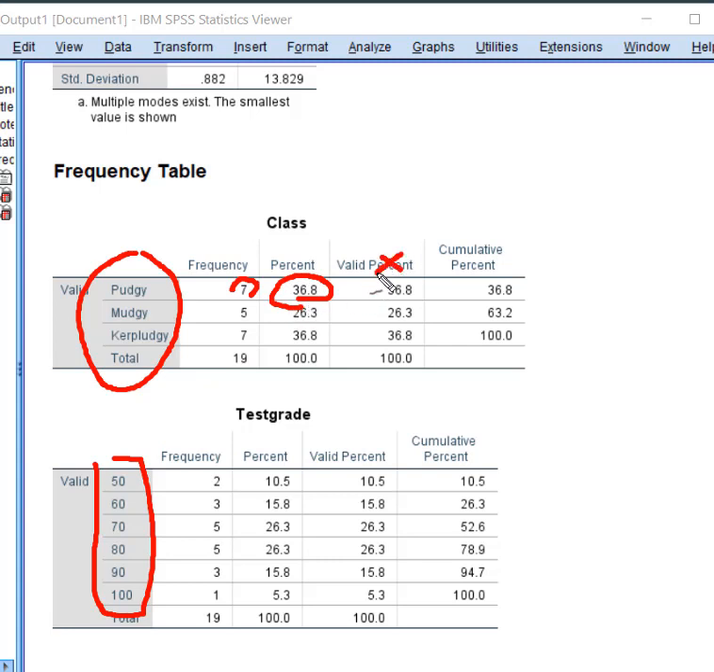Don't ever worry about the valid percent for our class. That's something that has to do with whether or not you have missing data, and we're not going to worry about that. How many were in Mudgy's class? That's 26.3. Okay, and then the other final question there is, what percent of people overall scored at 70 or below? So I have to come down here, find my 70, and go over and get the cumulative percent, and I see that 52.6% scored at that 70 or below. So that is the information you need to answer B1.